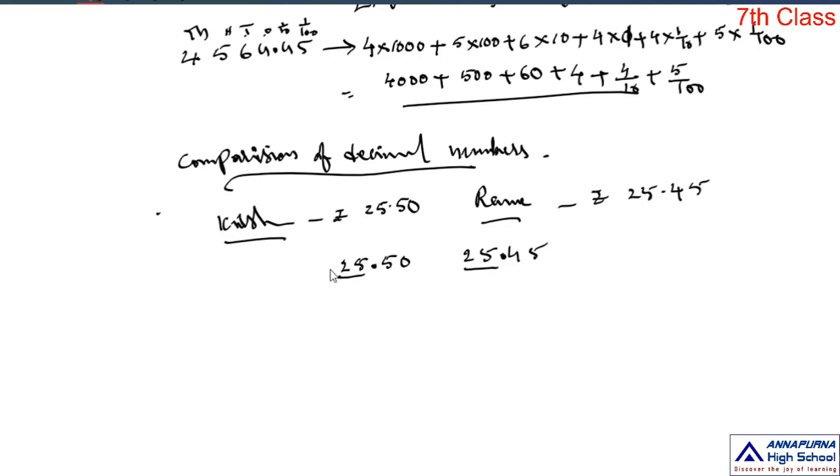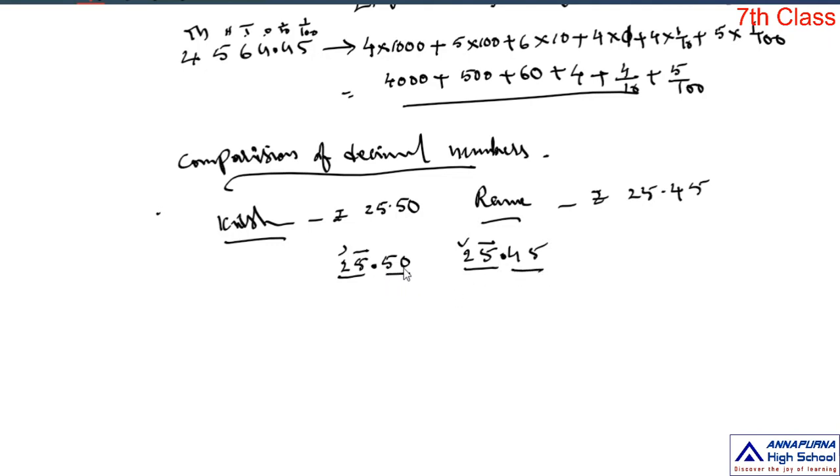Now you compare the digits in the particular places. What is the digit in tens place? 25 means ones and tens. So in tens place what is the number we have? 2. In tens place here also 2. Both the digits are same. Now you compare the digits in the next place, that is 5 and 5. Here both the digits have equal values. Therefore, you compare the digits in the decimal part, that is the right of the decimal point.